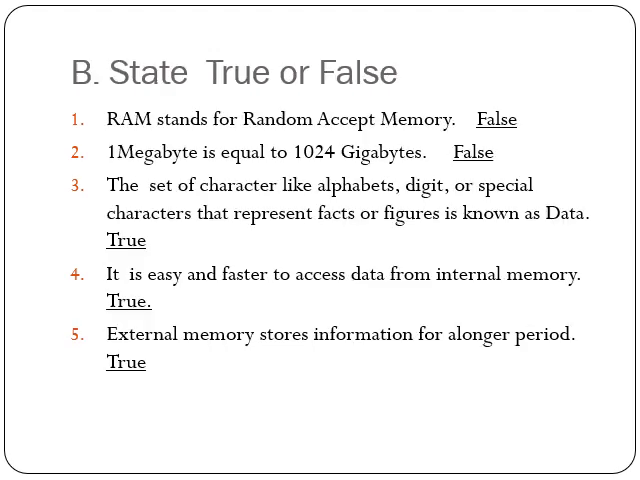Check true or false. RAM stands for random access memory. False. 1 megabyte is equal to 1024 gigabyte. False. The set of characters like alphabets, digits or special characters that represent facts or figures is known as data. True. It is easy and faster to access data from the internal memory. True. External memory stores information for a longer period. True.